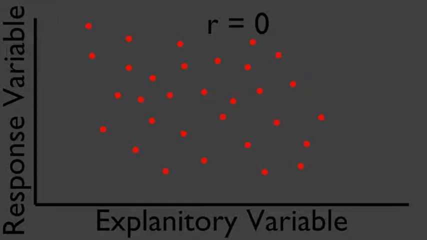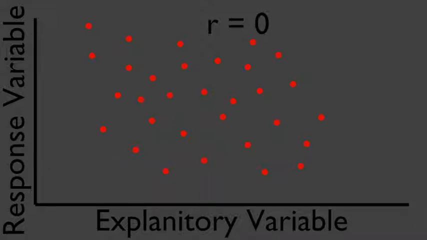Now with no relationship between the two variables, we can't predict what's going to happen if we change the explanatory variable. For example, if we were to increase the explanatory variable, we could increase the response variable or decrease the response variable. All those would be valid options with an R value of 0. And likewise, if we decrease the explanatory variable, we could increase the response variable or decrease the response variable. We can't tell with an R value of 0.